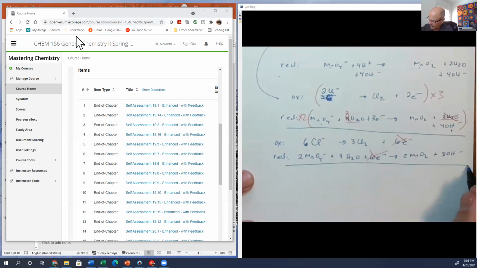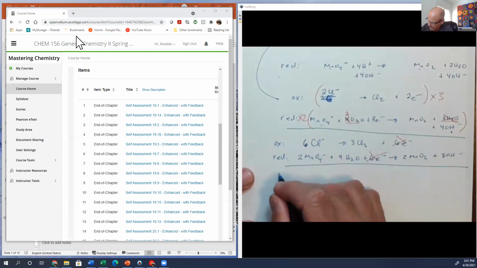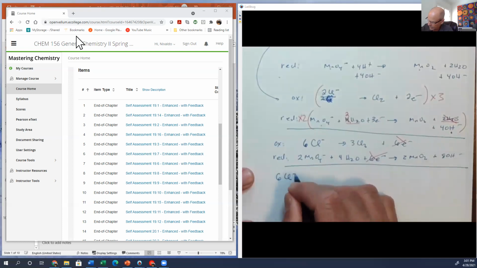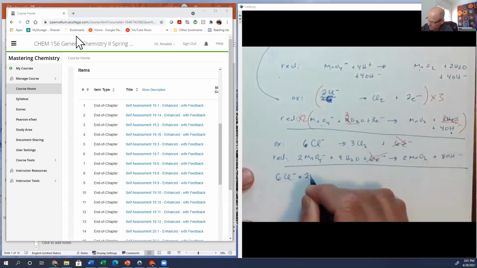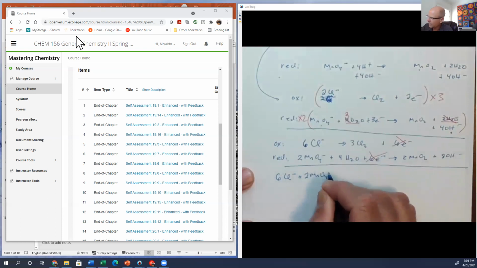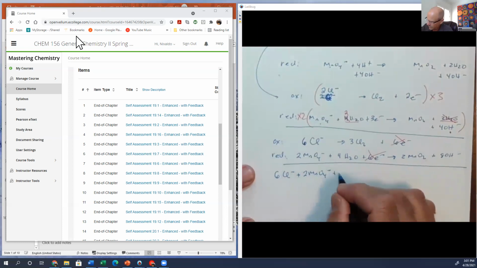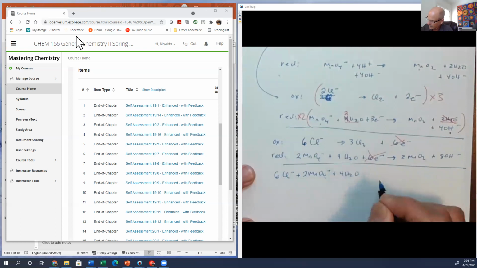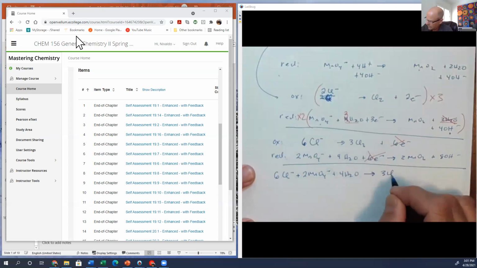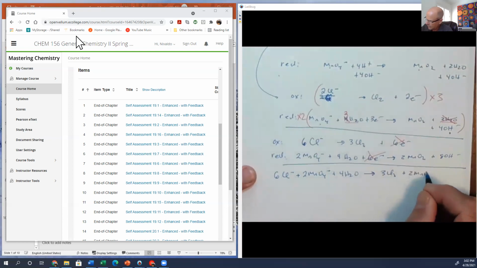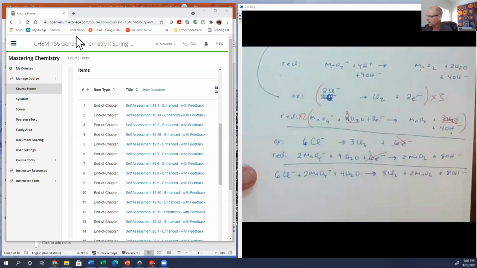So when I add these together, I get 6 Cl minus plus 2 MnO4 minus plus 4 H2O goes to 3 Cl2 plus 2 MnO2 plus 8 OH minus.